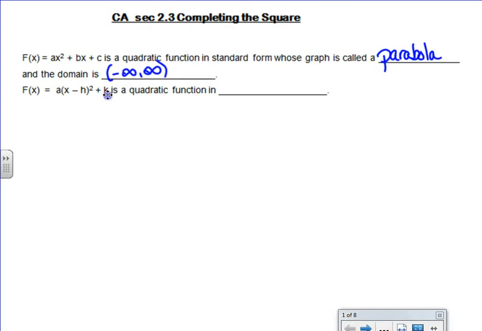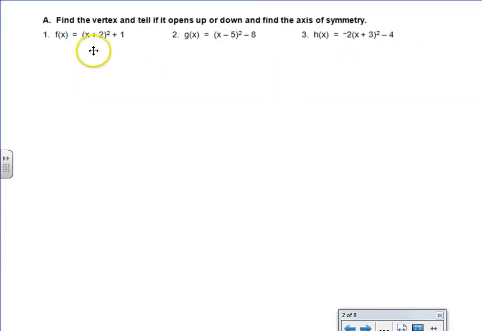This is another form of that quadratic function. It is called vertex form. The reason we call it vertex form is because we could easily identify the vertex when it's written in that form. So, this particular case, these three problems are all written in vertex form.